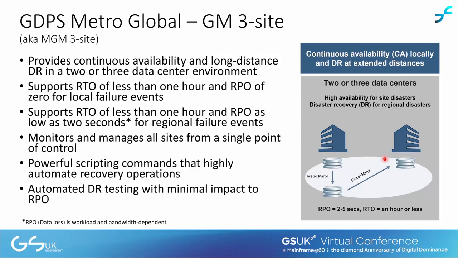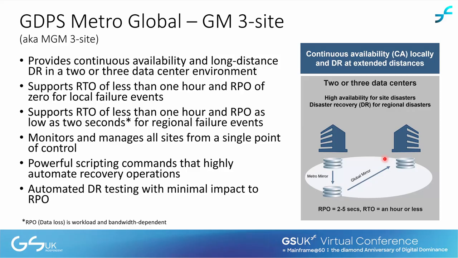So you can have 2 or 3 data centers available in this configuration. You now have high availability on the Metro Mirror side, while also having disaster recovery for regional distances from region A to region B utilizing Global Mirror technologies. This significantly reduced our RTO and RPO.